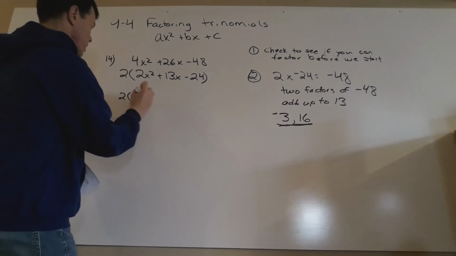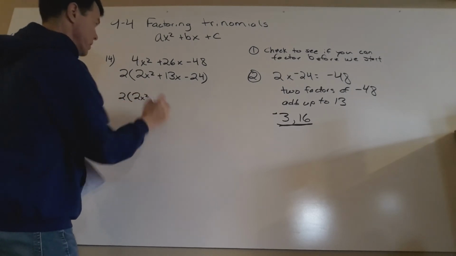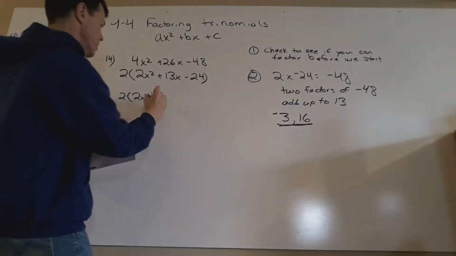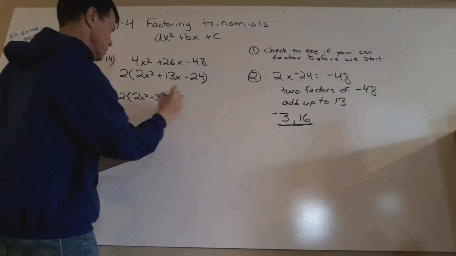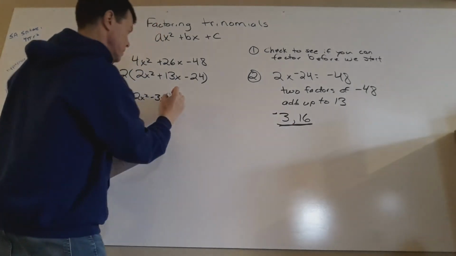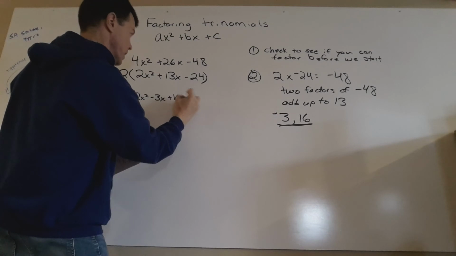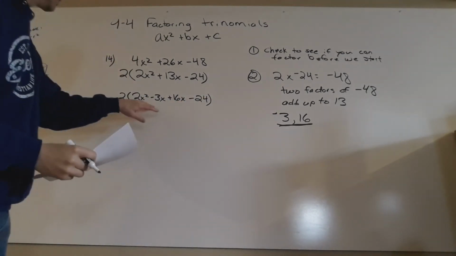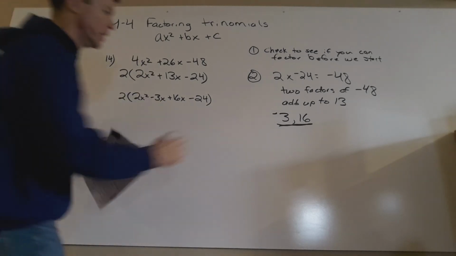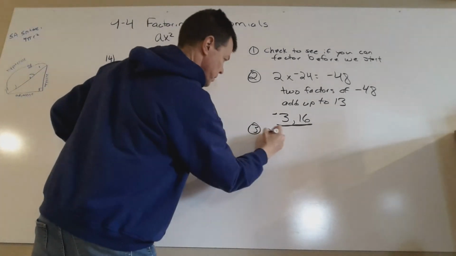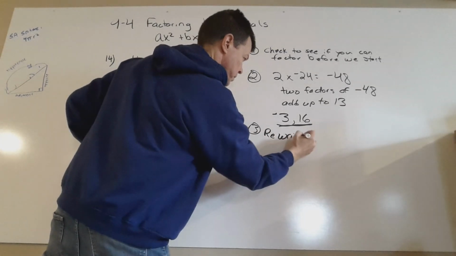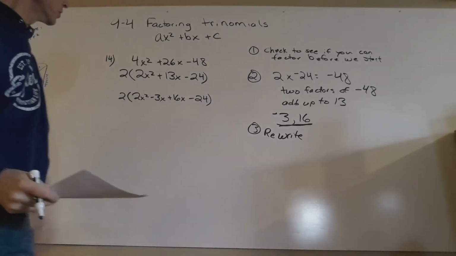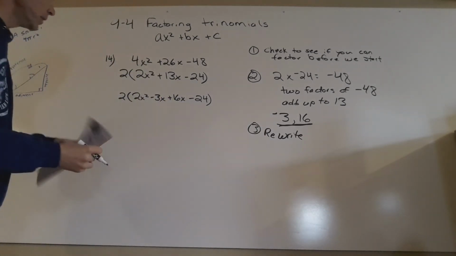Keep your 2. So 2x squared, minus 3x plus 16x minus 24. Use these for your middle terms. And that's what we did. We got to rewrite. We rewrote this. That's our third step, rewrite. And this helps so much in knowing what these two middle terms used to be, or need to be anyway.